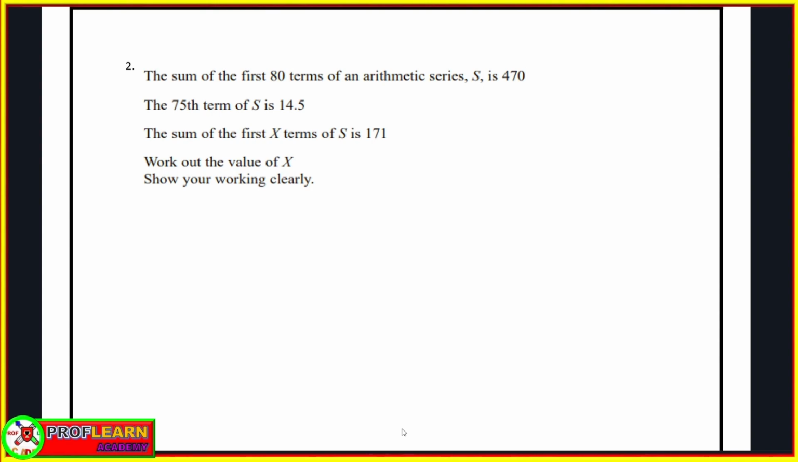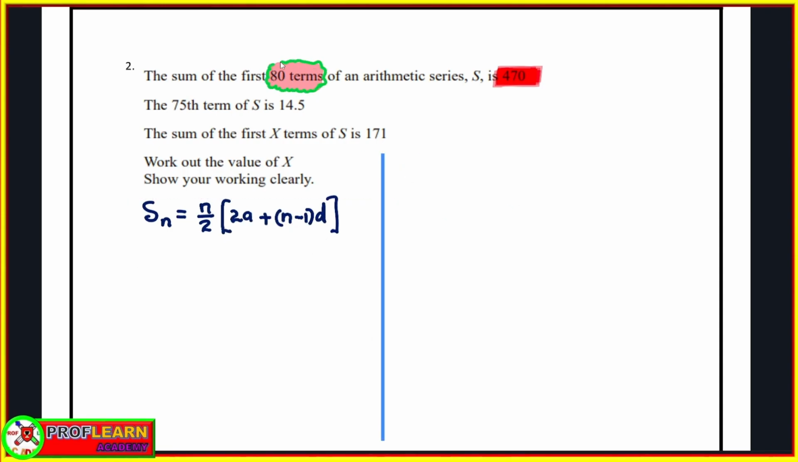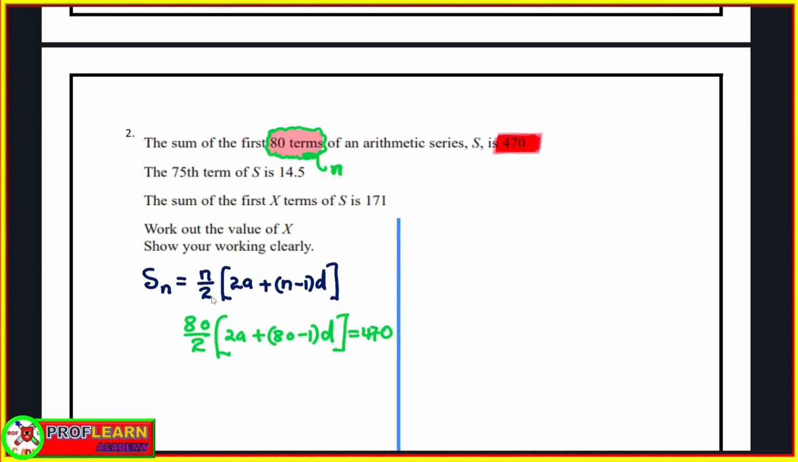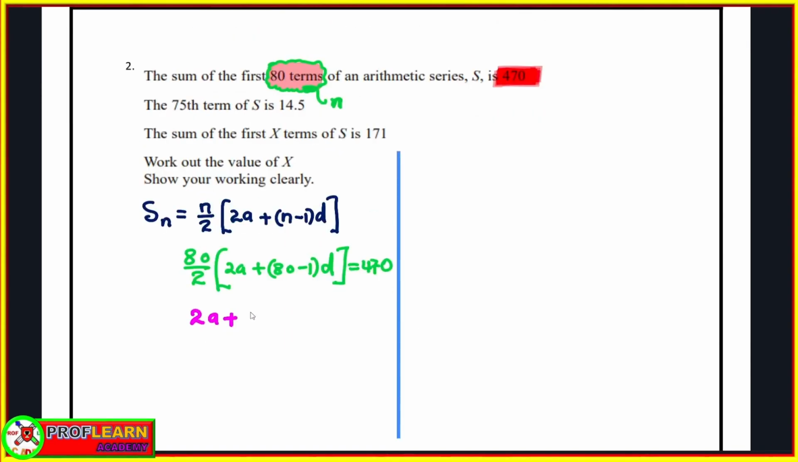So I'm going to break down the way you are going to approach this question from the word go, because we know the 80 terms, it means n is going to be equivalent to 80. So writing the formula for the sum of n terms, 80 is going to be the value of n, and then we're going to substitute into the formula, and we shall see that it is equivalent to 470. Then we can now simplify whatever we have so that we can form an equation, and we can say this is now equation number 1.